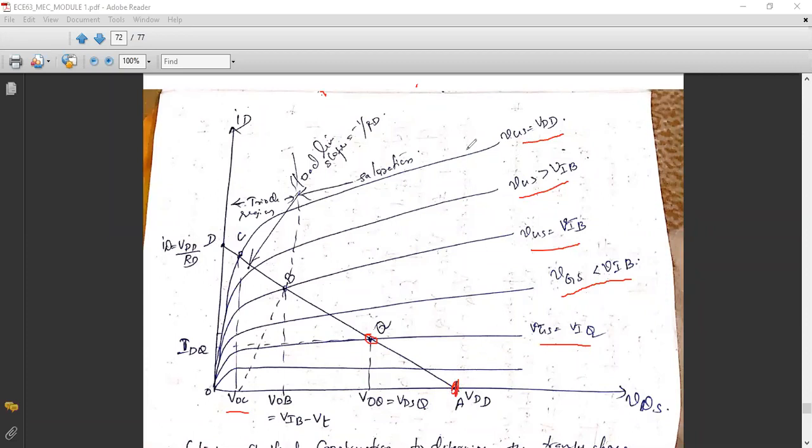Everything you have to mark, then only you will get full marks. So while drawing the drain characteristics, all these indications, all this labeling, it should be there. Show the triode region and saturation region separately.